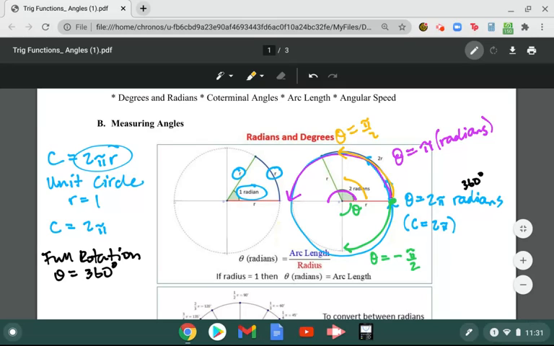Okay, now let's travel around half of that circle. Around half of that circle, that puts me at 180 degrees. A quarter of the way around the circle gives me 90 degrees. And if I move in the negative direction, a quarter of the way around that circle, I would also use a negative here, and that's going to be negative 90 degrees.